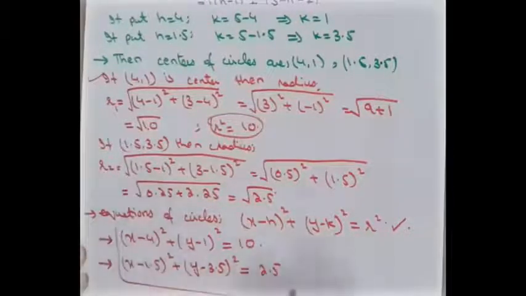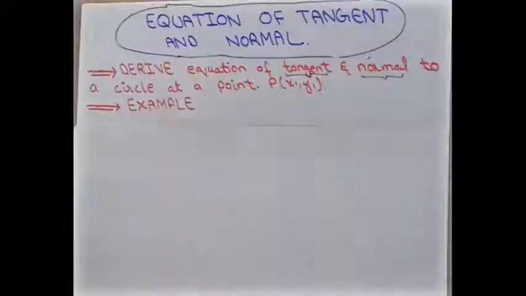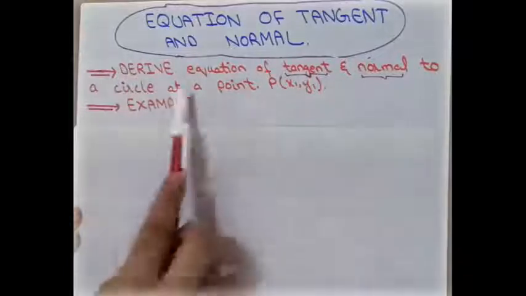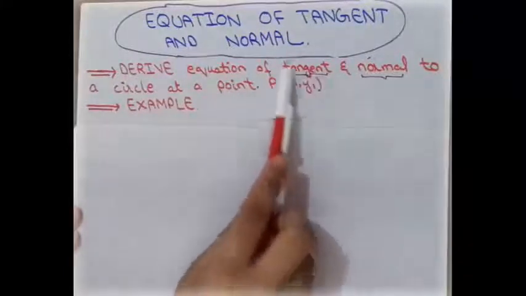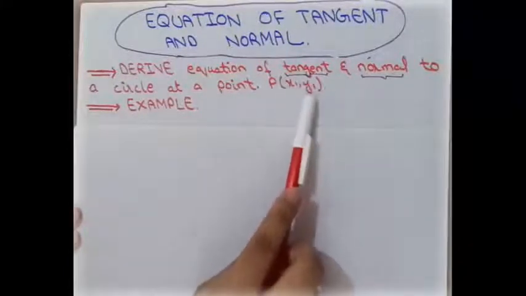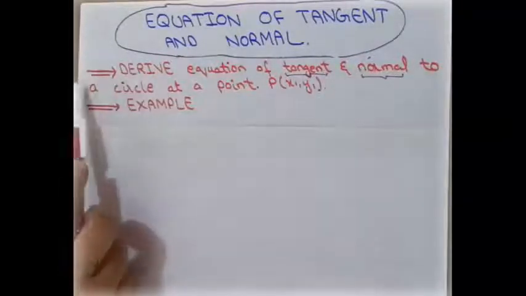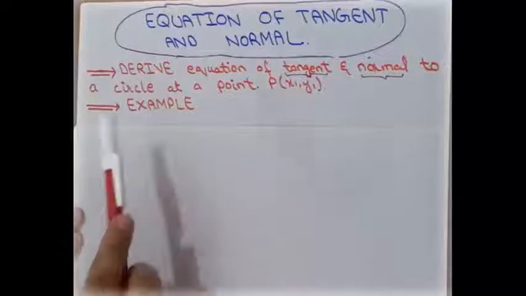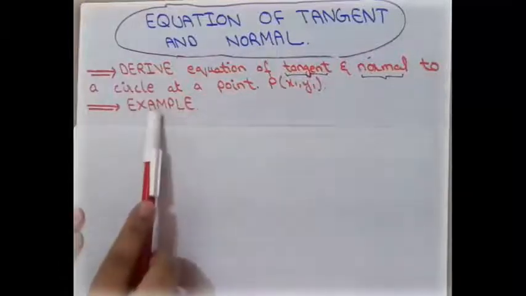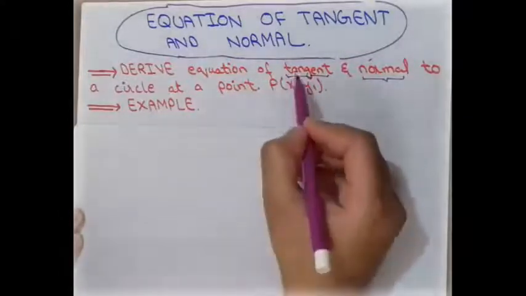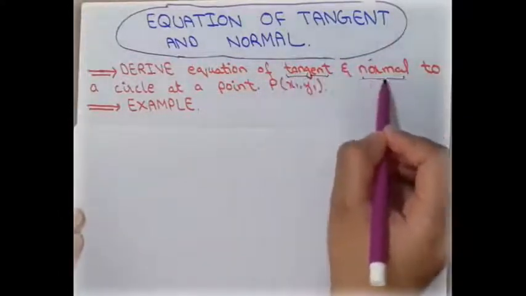So these are the two equations of a circle. Now, how to derive the equation of a tangent and normal to a circle at a point P having coordinates x1 and y1. In that case we will take the general equation of a circle, and in the second objective we will take an example. But before going to derive the equation of tangent and normal, we must know what the tangent is and what the normal is.